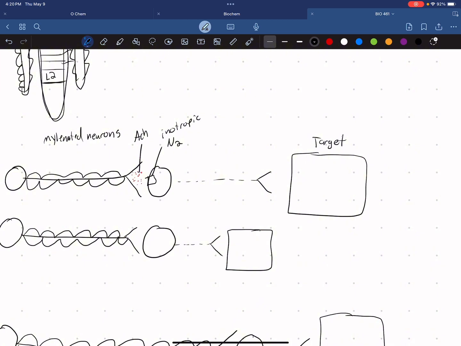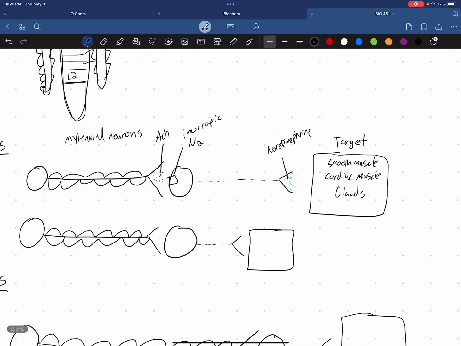And so the signal will travel down this postsynaptic neuron down to this area here, which can be labeled our target, which includes smooth muscle, cardiac muscle, and glands. And so there is another neurotransmitter here that is released, which is norepinephrine. And I will talk a little bit about what happens at the target after this neurotransmitter is released, but first I'll go through each of these types.